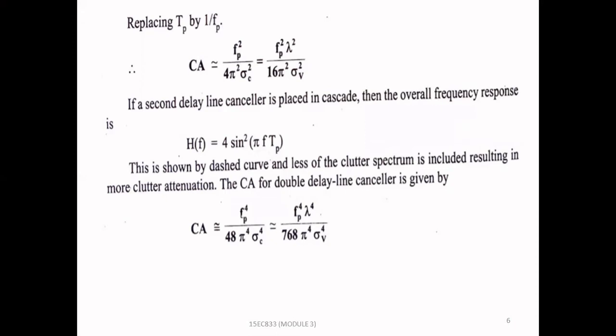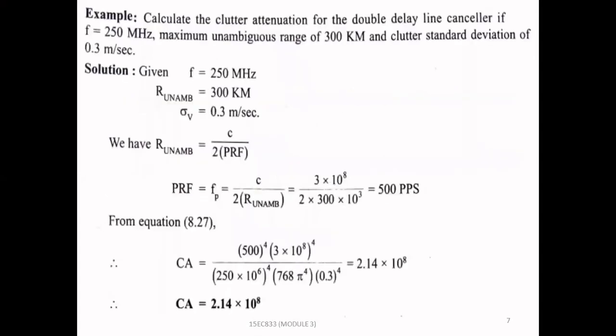48 pi to the power 4 sigma c to the power 4, which is approximately equal to fp to the power 4 lambda to the power 4 divided by 768 pi to the power 4 sigma v to the power 4. We'll solve one problem related to clutter attenuation.